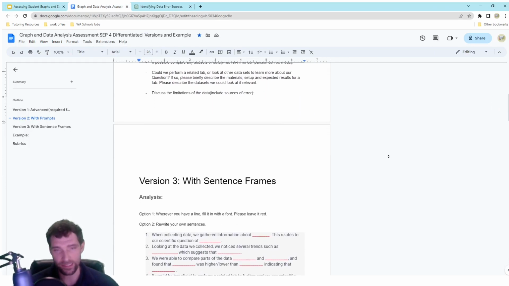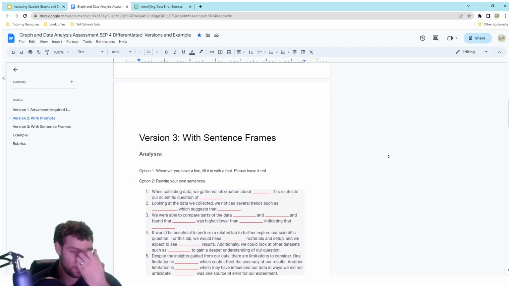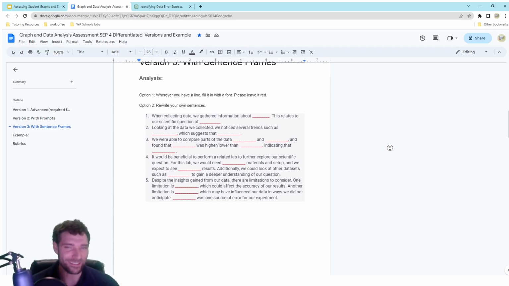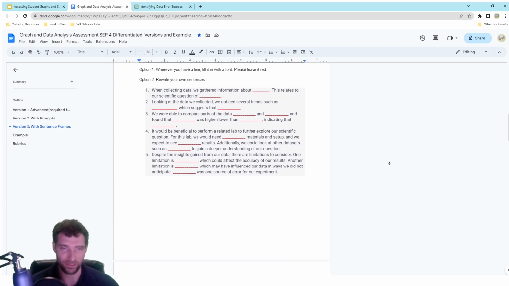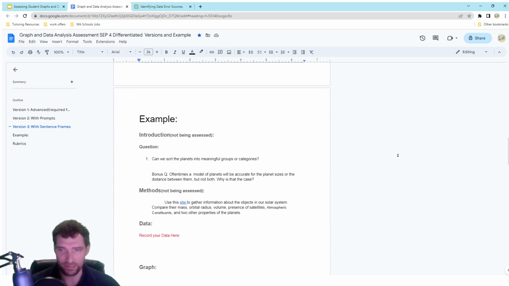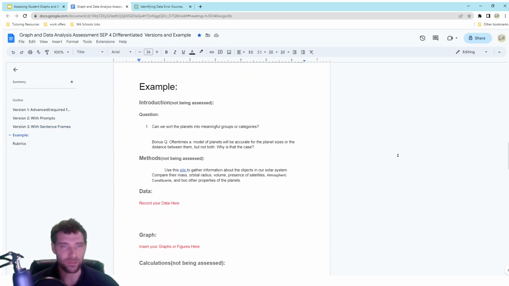And then there's also a sentence frame version, which I believe that this was made a little bit with ChatGPT, so it might need a little bit of fine tuning. But I did do a little bit of tweaking as well myself to include some parts that weren't included that were on the rubric. And then if you want to see this actually for an assignment, this is what it might look like, where you give them a question that they need to investigate, and methods, like all that stuff isn't really being assessed.